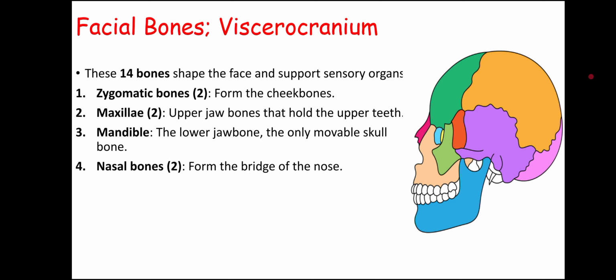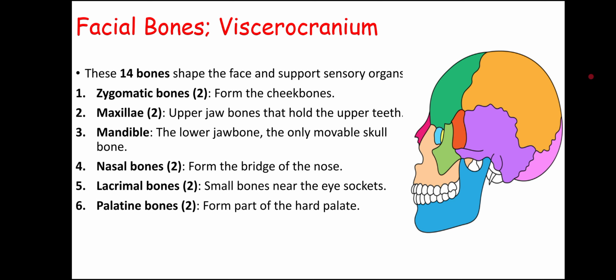Next bone is the nasal bone. Here you can see in the diagram the dark pink color is the nasal bone and it forms the bridge of the nose. The next bone we have is the lacrimal bone, that is also a paired bone, and the blue color in the eye area is the lacrimal bone, and they are small bones near the eye socket.